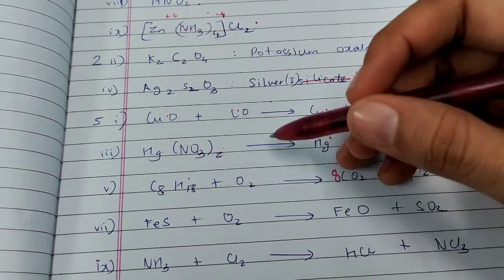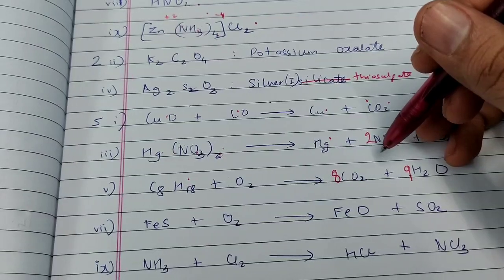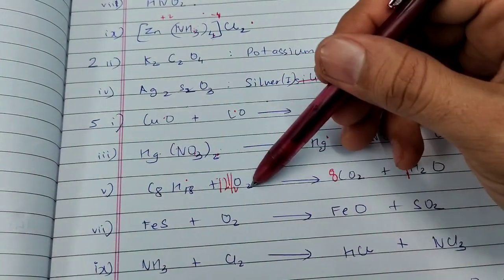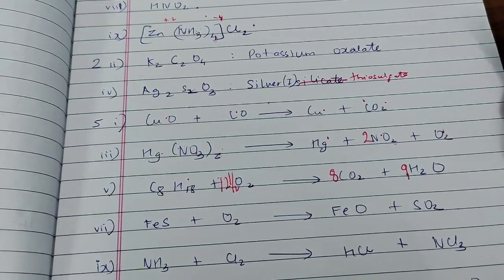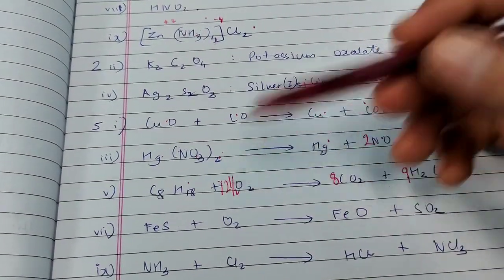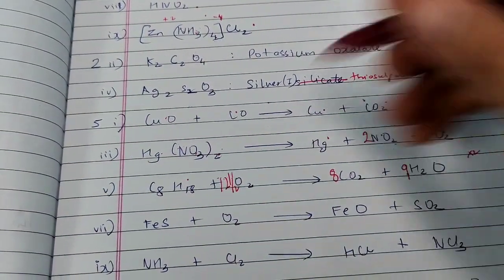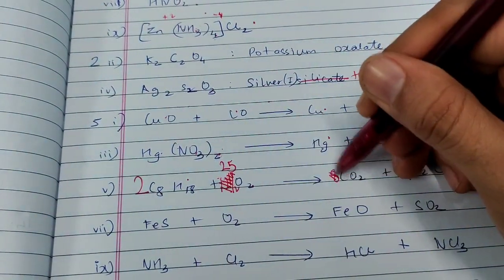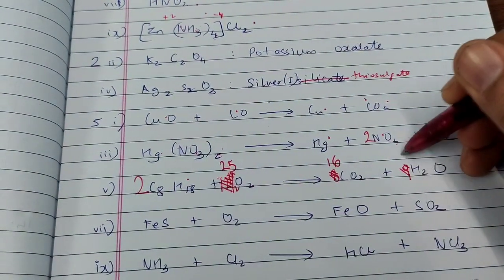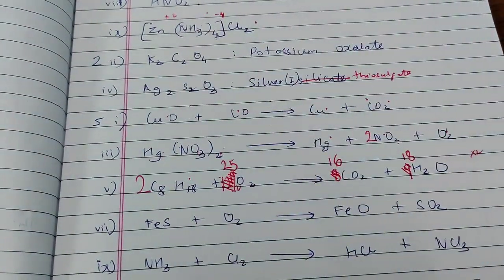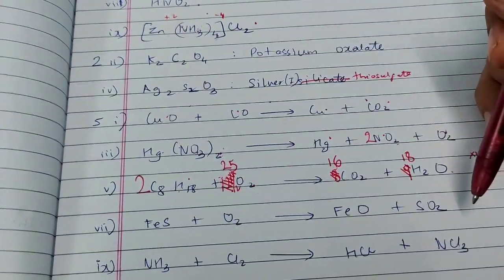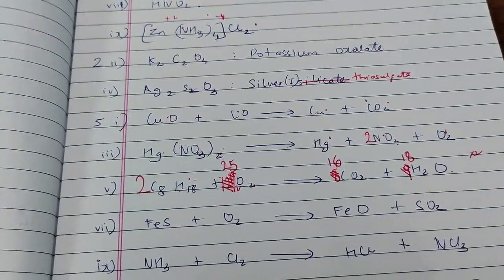I can make this 25. I'll just write 12.5 out here. So 12.5 into 2 is 25, so balanced. But of course, this is not the final answer. We can't have a fractional value, so multiply the whole thing by 2. So this becomes 2. This becomes 25. This becomes 16. This becomes 18. And check, now it is balanced. Carbon 16, 16. Oxygen 50 and totally 50. Hydrogen 36 and 36. Balanced.